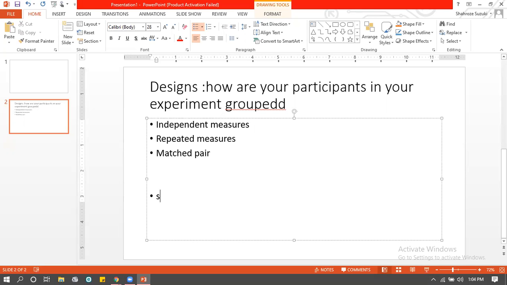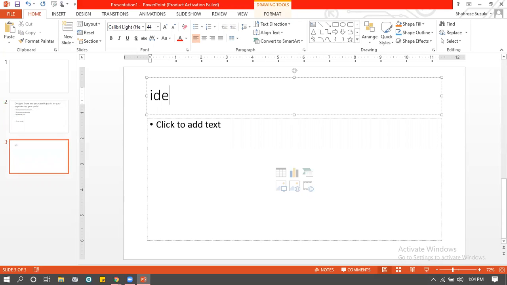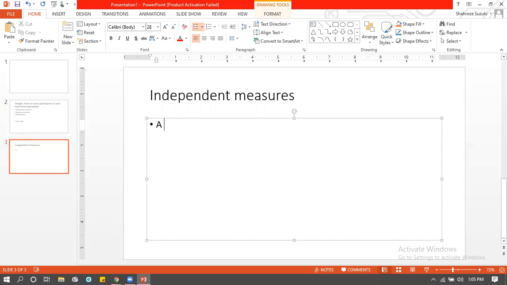There's also case study. It's a bit different. That's why I have written it down so that it doesn't get mixed up. All right, so independent design, independent measures. In independent measures, you should have at least two groups, group A and group B. You cannot have one group in an experiment, right?